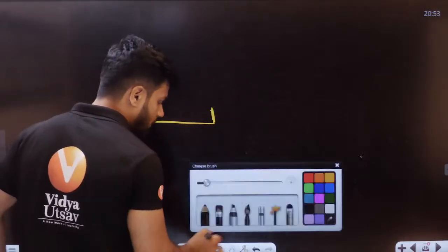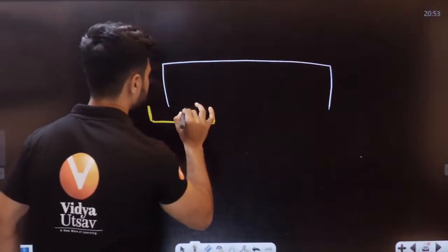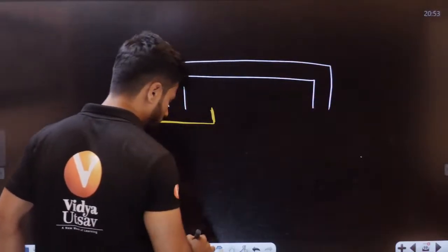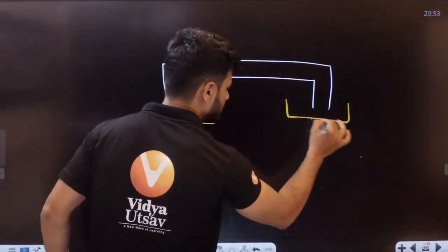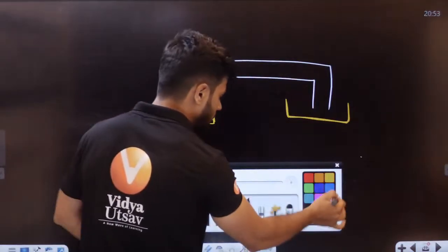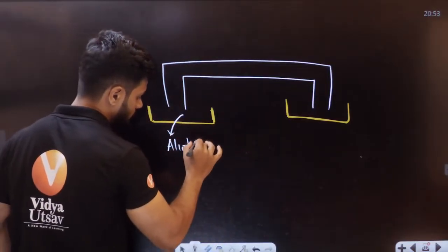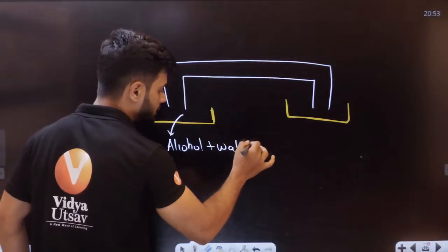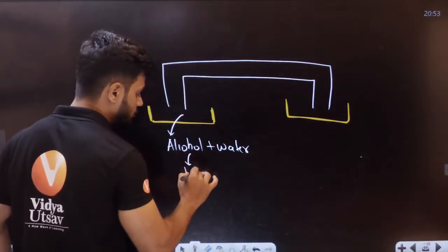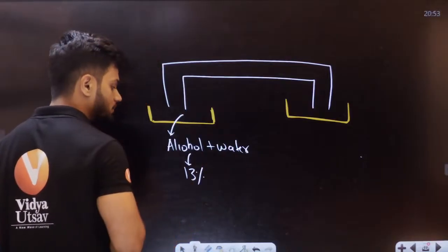Now I will make a tube here. This is a basic setup. Now let's say here I have alcohol, and in this alcohol there will be water also in it. That is why alcohol percentage is only 13% with this water here, 13%.